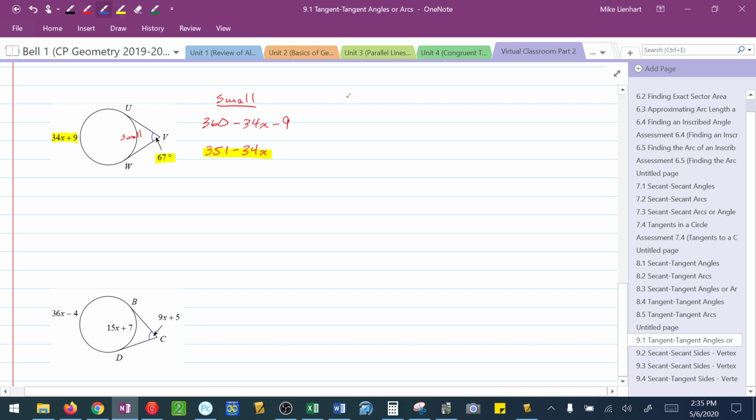I know that the angle is equal to half of the big arc, 34x plus 9, minus the small arc. So I'm going to subtract 351, and I'm going to add 34x. So remember, I'm subtracting the small, and when I write it into the equation, I'm writing down the opposites. All right, I'm going to move that 1/2 over to the left side by multiplying by 2. So that gives me 134. I'm going to combine like terms. 34x and 34x is 68x.